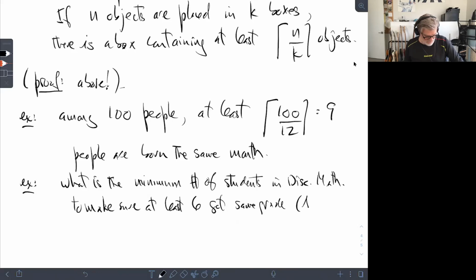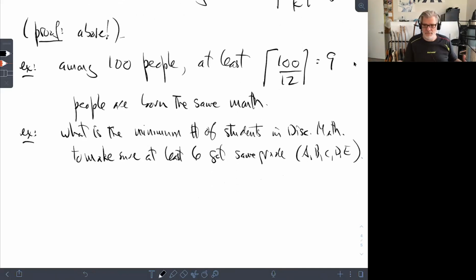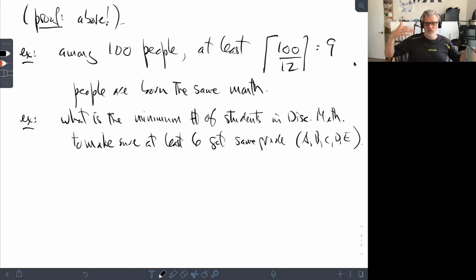Here the grade is A, B, C, D, E. There's no F. So what is the minimum number of students in discrete math to make sure that at least 6 will get the same grade? You can use the formula we just developed, but I see it negatively. The worst case scenario you can imagine is you have 5 students in each grade, like I said for the months and the birthdays. If 5 get an A, 5 get a B, 5 get a C, 5 get a D, 5 get an E, you have 25 people, and this will not occur. So if you have 26, then you're sure it's going to work out.